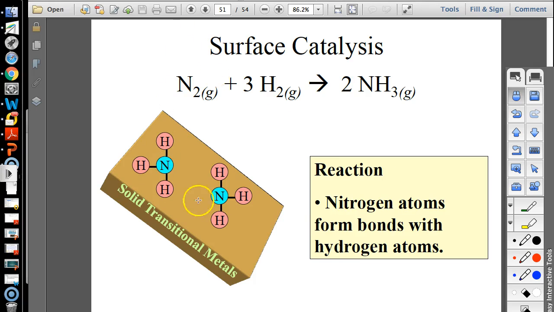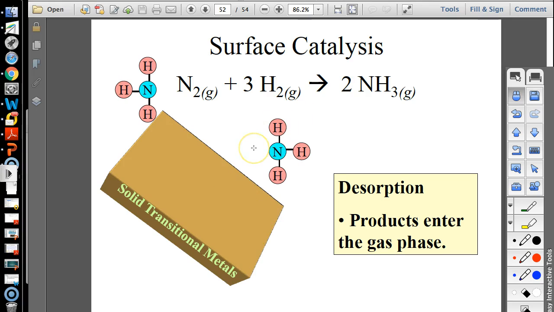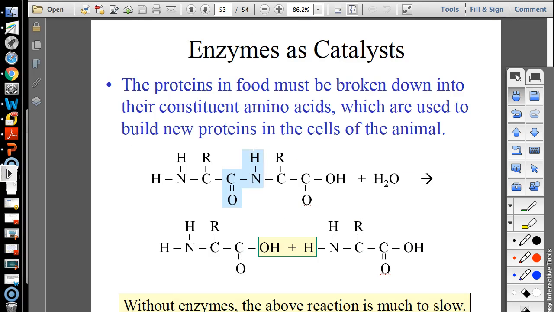All right, so anyway, on this surface this process is easier to happen, and then the product can be desorbed. So adsorption is where it sticks, and then desorption is where it goes out. You don't really need to know that, but it's good times.